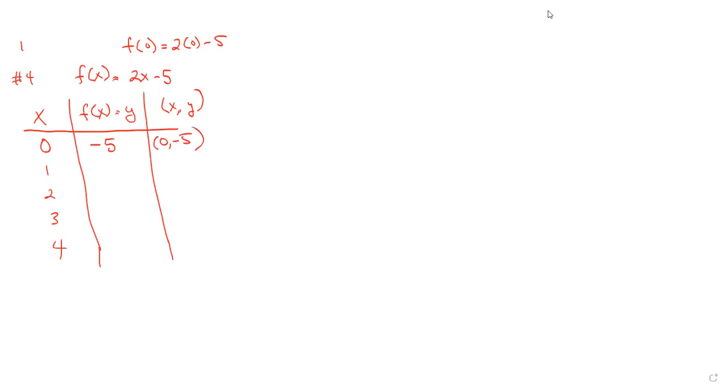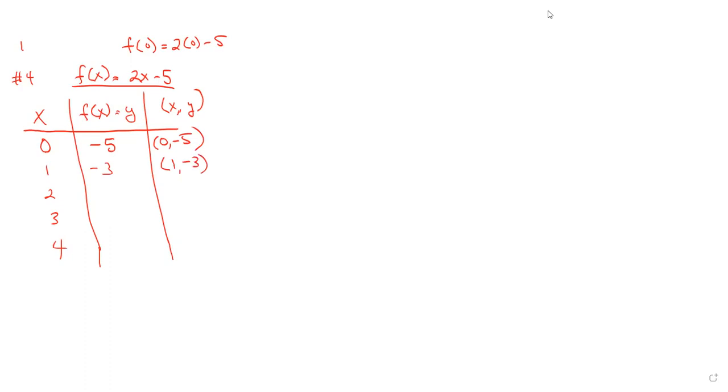I'm just going to take each one of these x values, plug them in independently into this function, and see what my y values are. So if I plug 1 in, 2 times 1 is 2, and 2 minus 5 is -3. So I've got a coordinate of (1, -3).